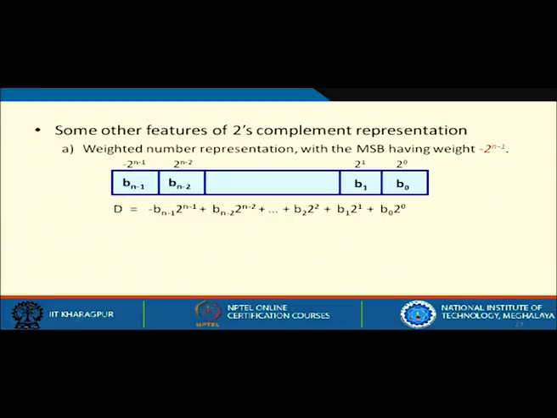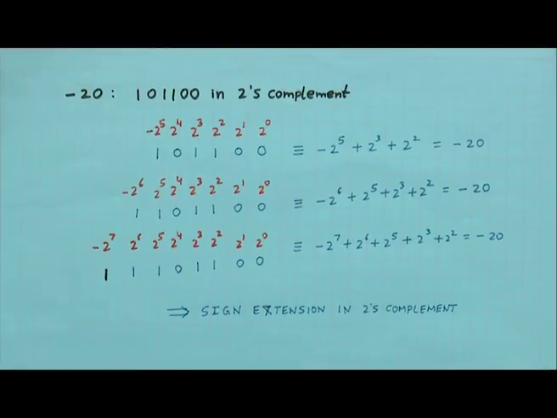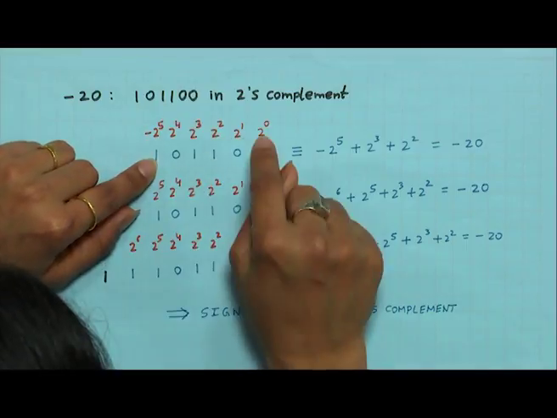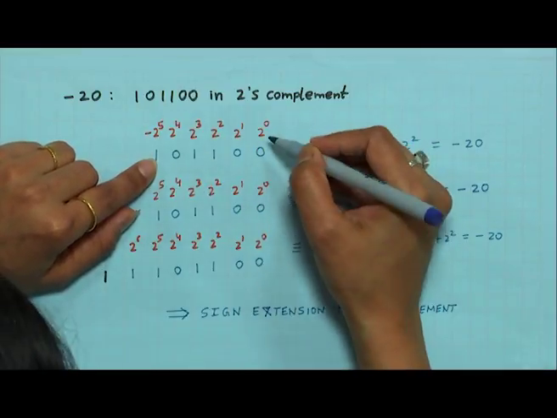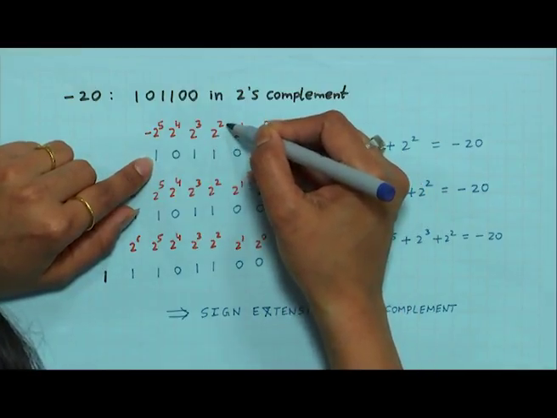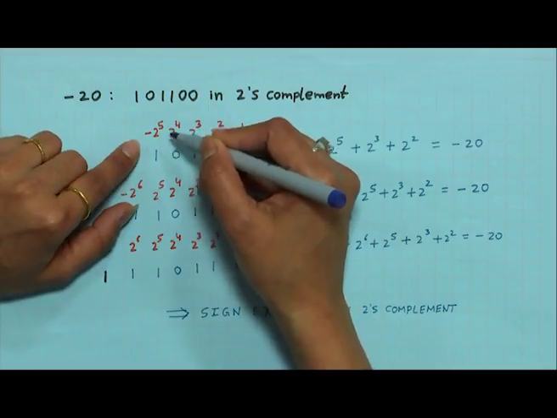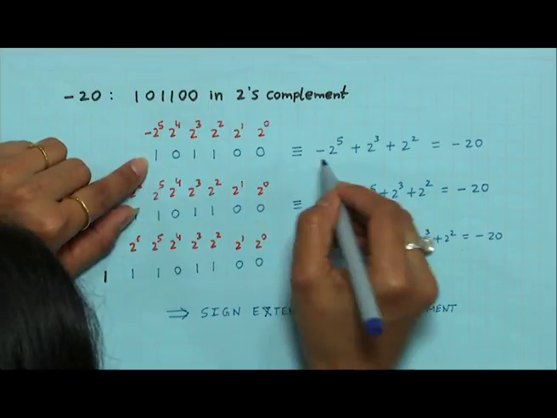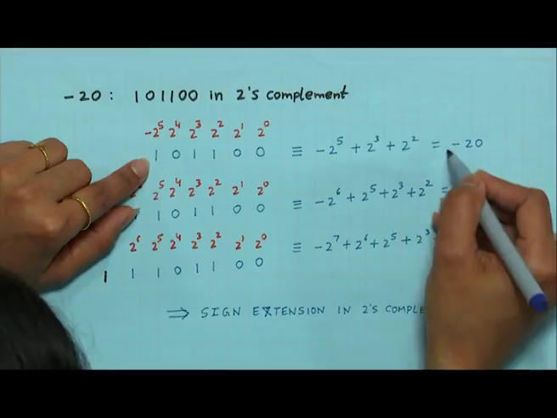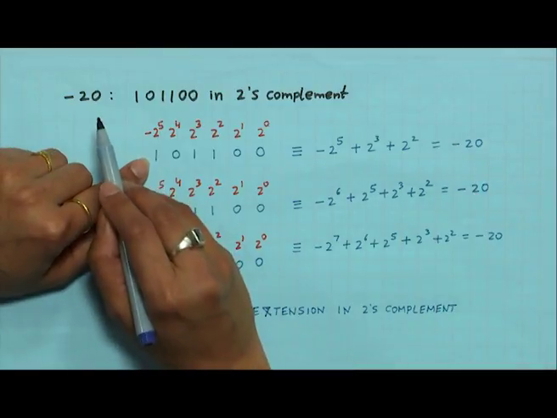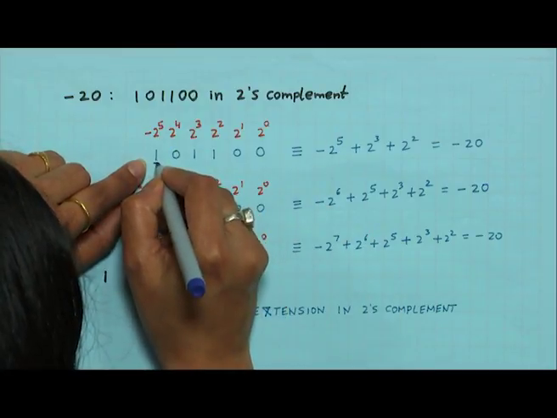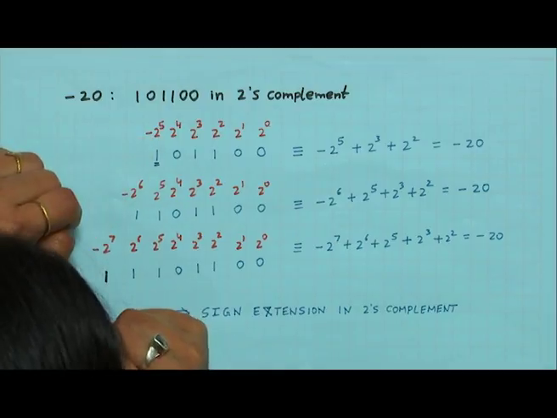So, let us see this. How can we represent minus 20 in 2's complement? Minus 20 in 2's complement can be represented by this: this is 2 to the power 0, this is 2 to the power 1, this is 2 to the power 2, this is 2 to the power 3, 4, and minus 2 to the power 5. We calculate minus 2 to the power 5 plus 2 to the power 3 and we get minus 20. So, for any negative number which we represent using 2's complement, the most significant bit will have 1.